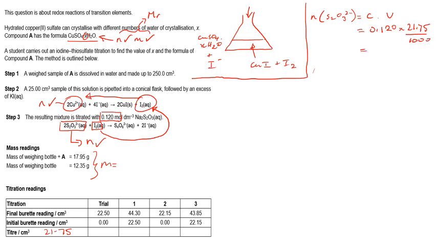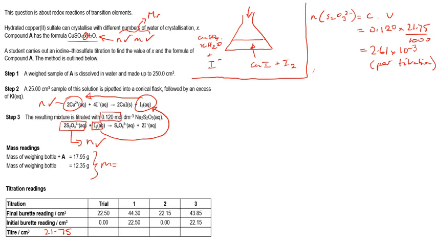So our moles of thiosulphate comes out to be 2.61 times 10 to the minus 3, and that's per titration.